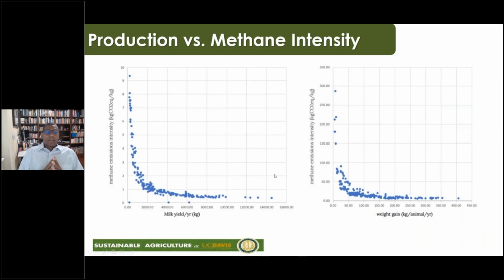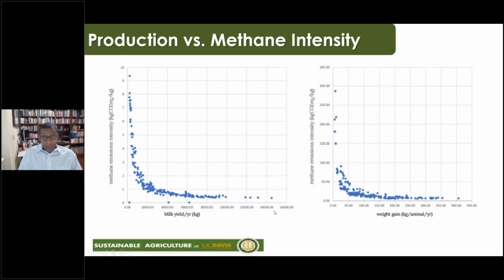This figure shows the comparison of production versus methane intensity. On the x-axis is the milk yield, and on the y-axis is the methane emission intensity. As you can see, as you increase the milk yield per year, getting to 6,000, 8,000, 10,000 or so, the intensity goes down as well. There's almost a 10-fold difference in methane intensity in production systems with high yield compared to low. The same thing applies with meat production: as you increase the gain per animal per year, you also reduce the intensity.